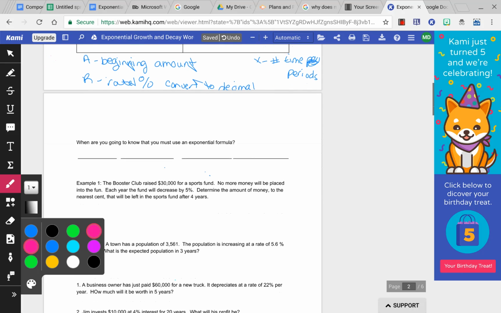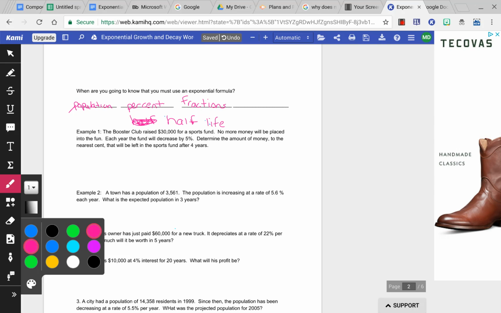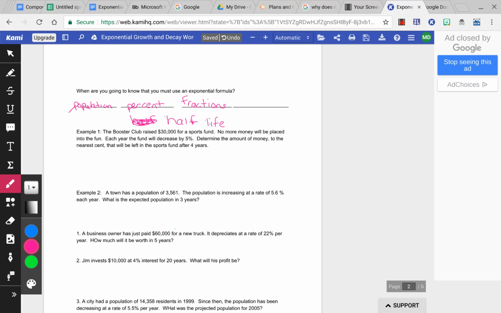So first of all, how are you going to know whether you're going to need to use one of these exponential formulas? Well, if you're dealing with population, if you're dealing with percent, if you have fractions, a lot of times that's going to be exponential. It's not always. Okay, half-life, or a car depreciating. Okay, those are all going to be reasons that you're going to use this formula.